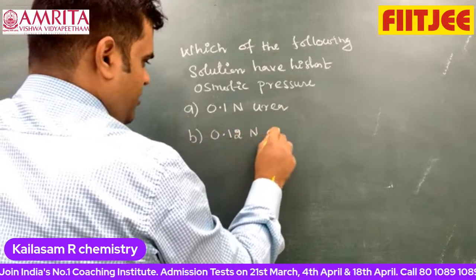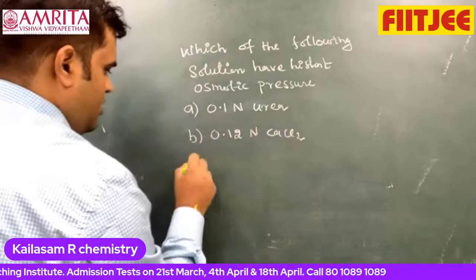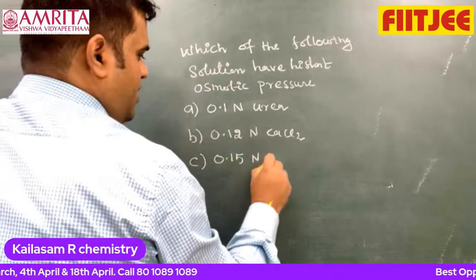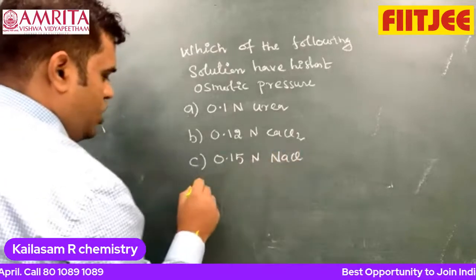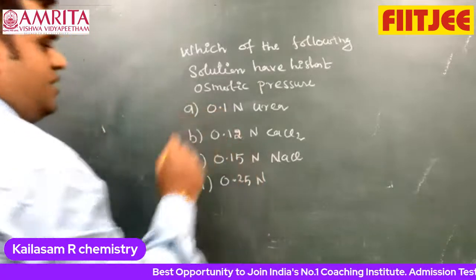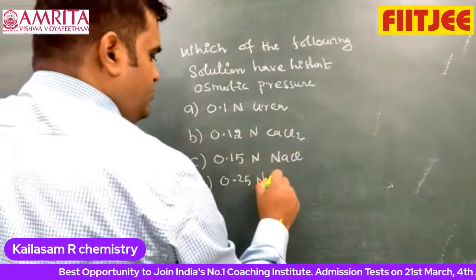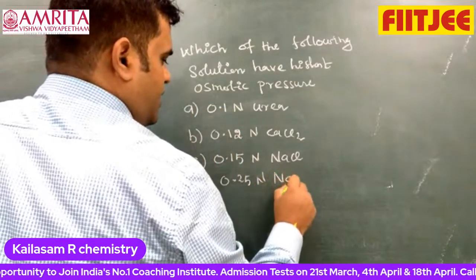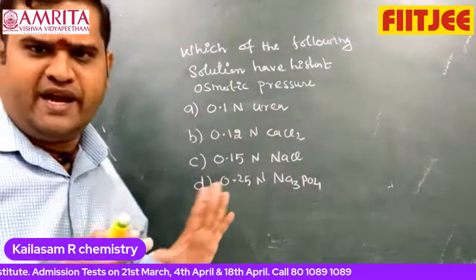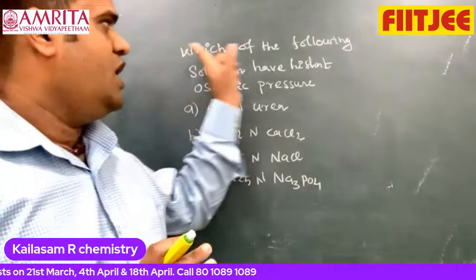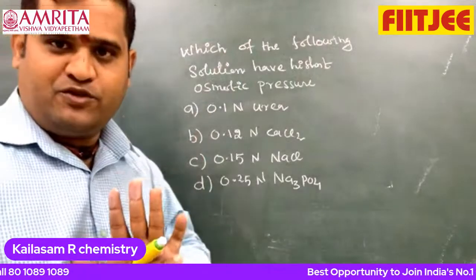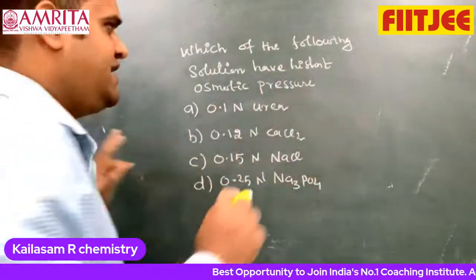Option C: 0.12 normal of CaCl2. Option D: 0.15 normal of NaCl. Option D will be 0.25 normal of Na3PO4. Assume that all will be ionized 100%. Look at this, I'm asking which of the following solutions has the highest osmotic pressure. Very interesting. Anyway, at the same temperature.